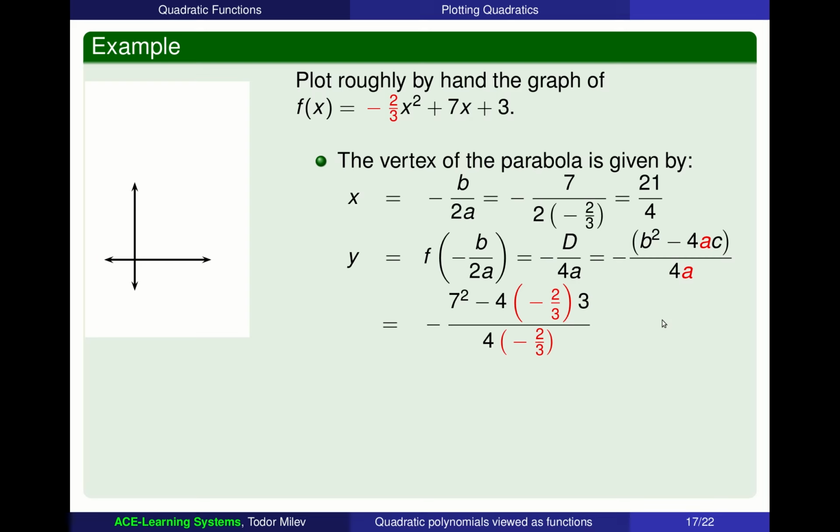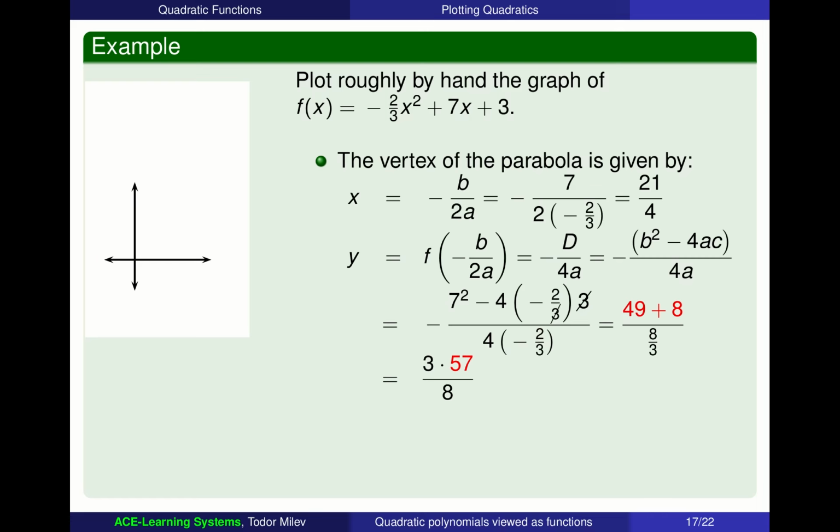And C is 3. So that's what we get. Now 3 and 3 cancel. Minus times minus becomes a plus. 4 times 2 is 8, and 7 squared is 49. Those two minuses here become pluses. Those two minuses become pluses. And 4 times 2 is 8.